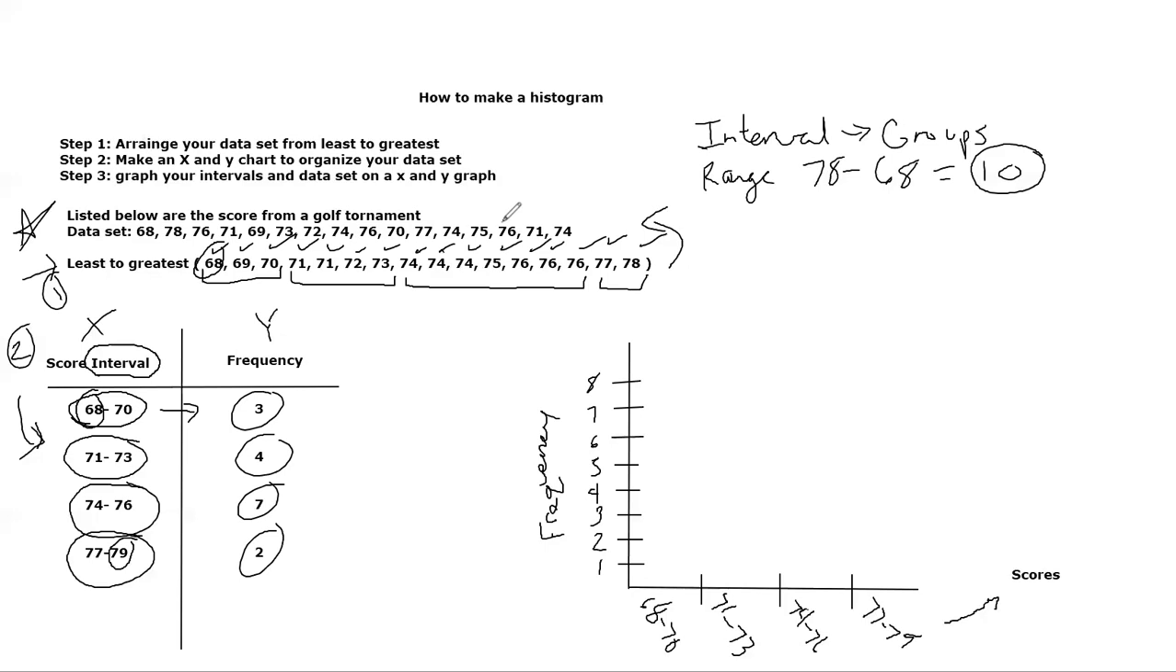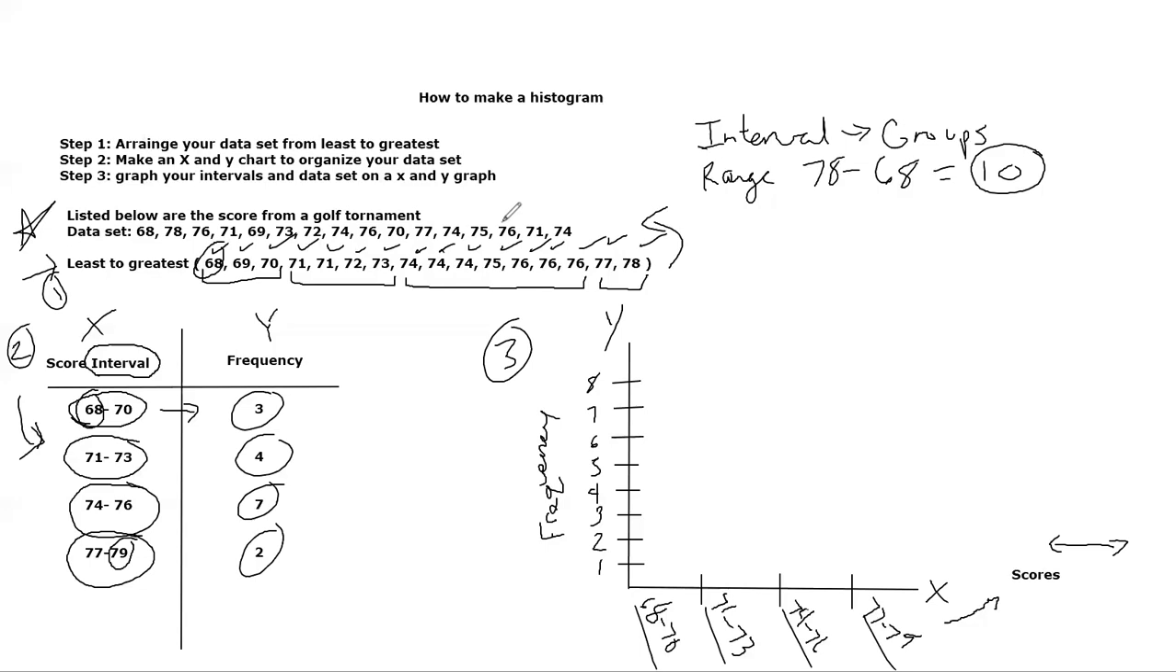Okay. Now, once my X and Y chart is complete, I'm going to graph this. If you look to the right here, we're in step 3 now, and step 3 is this graph. My score interval, right? My scores are my X value, which is left and right. If you notice the X and Y, this is the X, and this is the Y. So that's how I know where to put what. I'm going to have different sections: 68 through 70 is my first section, 71 to 73, 74 to 76, 77 to 79.